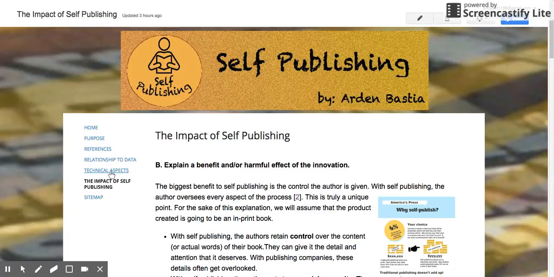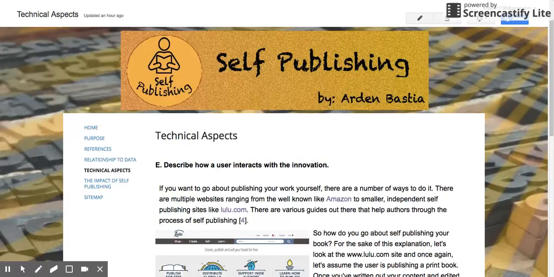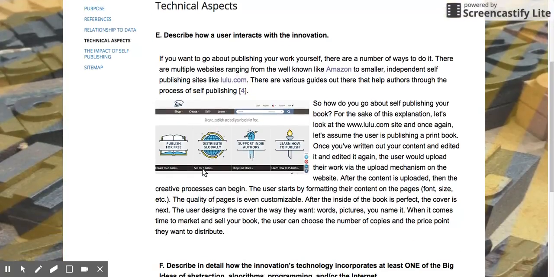So now, what are some of the technical aspects of self-publishing? So how does one use self-publishing? Well, there are a number of sites out there. Right here, I have Amazon and Lulu.com listed, and they work similarly, but both allow the user to actually publish their content. So with Lulu, here's the screenshot right here. You go online, you publish for free, you learn how to distribute your content, you can support other authors, all of that.